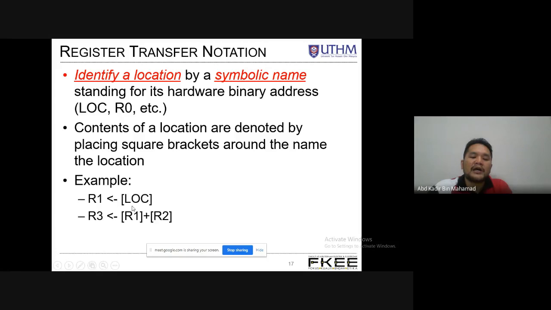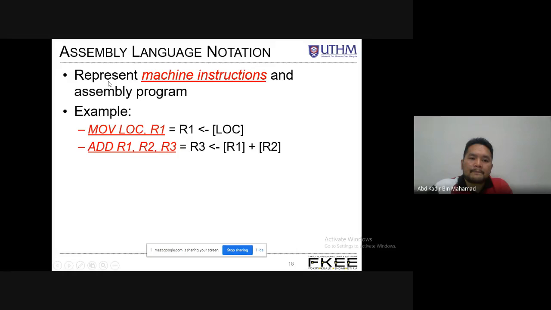So you go to the location, you see what content is in the location, then that content you transfer to R1. This represents the machine instruction, so in this case, move from the location to R1. All data from the location is moved to R1. The same goes for the addition operation: R2 and R1, then you store in R3.